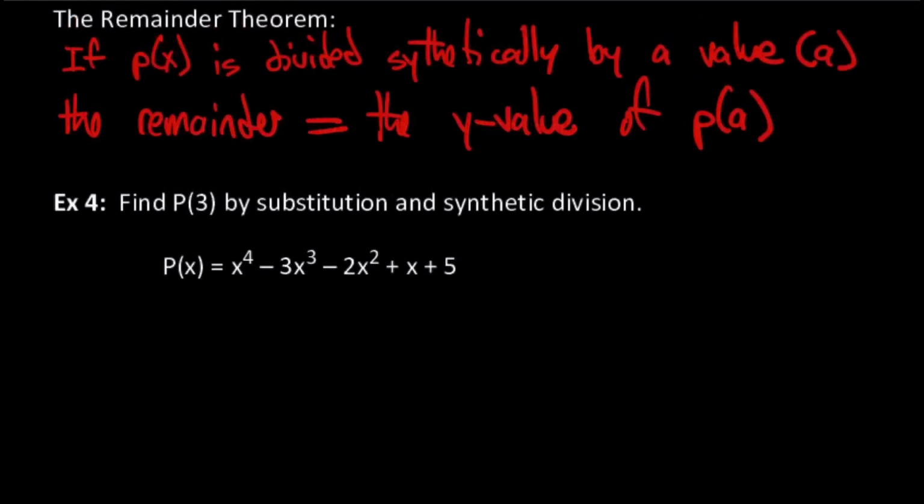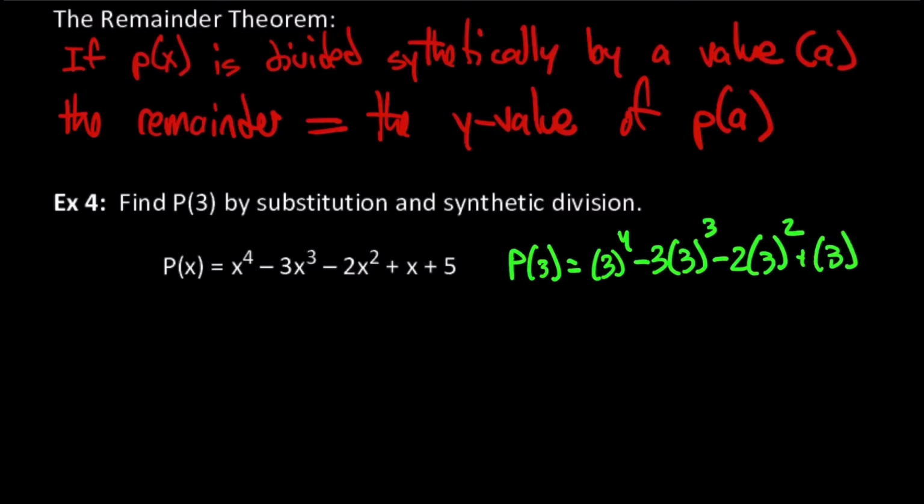Example 4, it says find p of 3 by substitution and synthetic division. Well, we know how to do this by substitution already. If I want to find p of 3, I'm just going to plug 3 in for all my x's. 3 to the 4th minus 3 times 3 cubed minus 2 times 3 squared plus 3 plus 5. For the sake of this video, I'll save you guys from going through this by hand, and I'll just plug it into the calculator, and I got negative 10. So I know p of 3 equals negative 10.